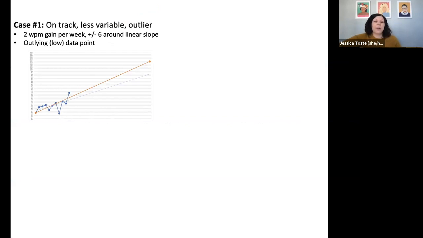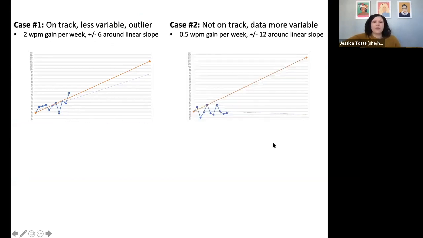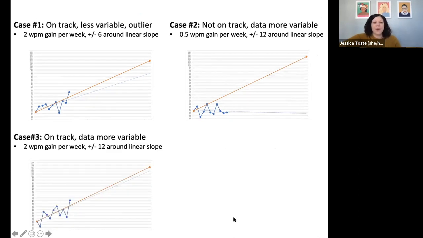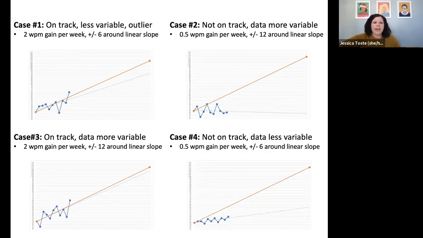Case 1 represented a student who was on track to make progress. Their data were less variable, and there was an outlying data point, as you can see right here. The second case was a student who was not on track to meet their goal by the end of the year, and the data were more variable. Case 3 was another student who was on track, but their data were more variable. And case 4 was a student who was not on track to meet their goal by the end of the year, but their data were less variable. The data points were closer together.